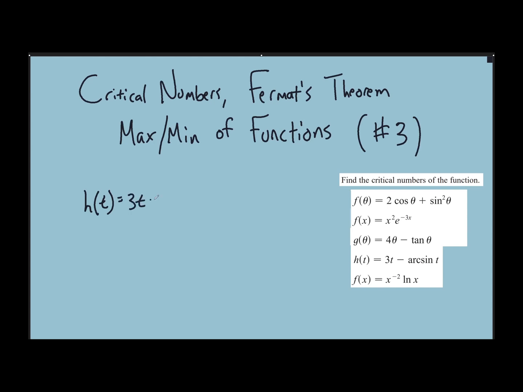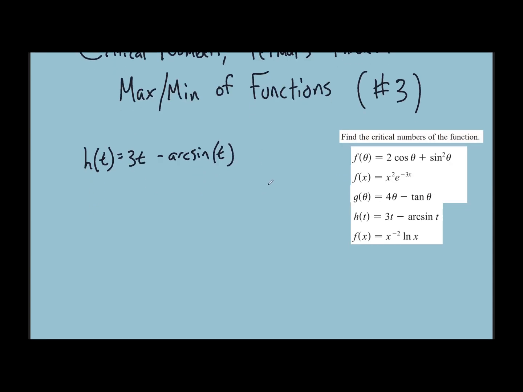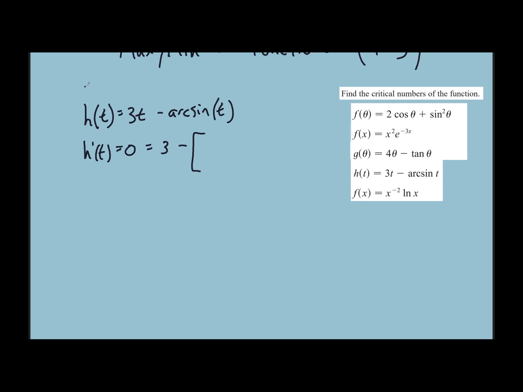Equals 3t minus arc sine of t. How do you find the critical number? You take the derivative and you set it to 0. 3 minus, what's the derivative of arc sine of t? I bet you don't recall. I certainly don't recall, so let's find it.